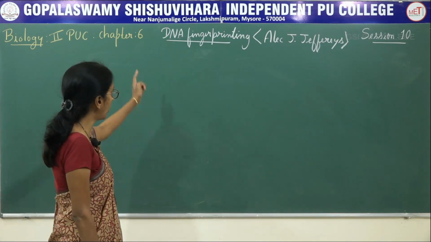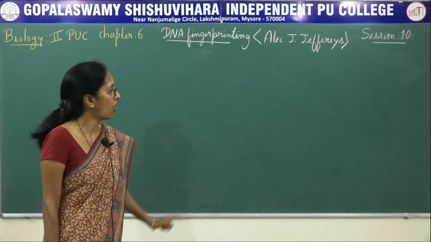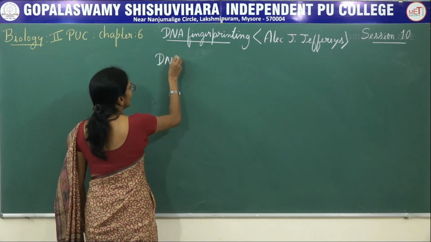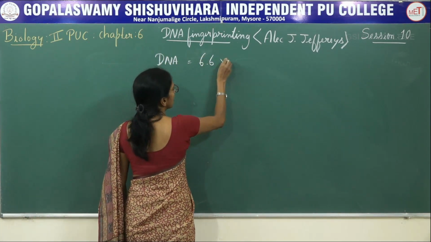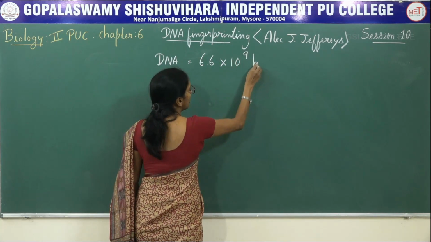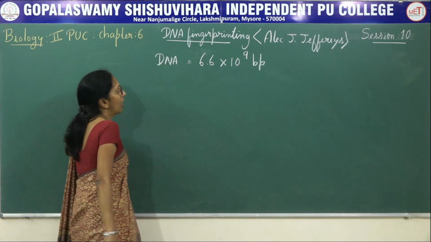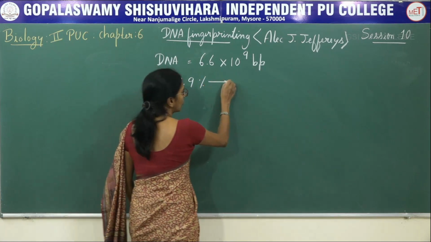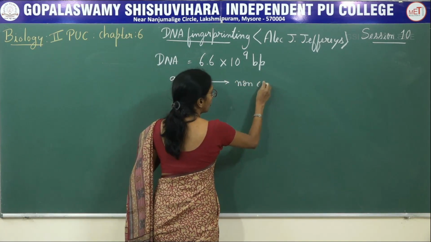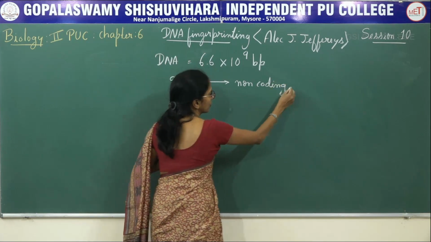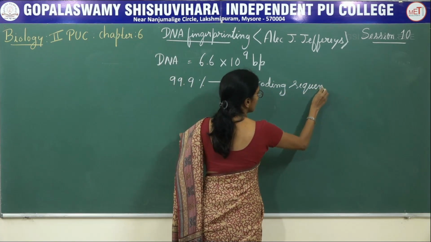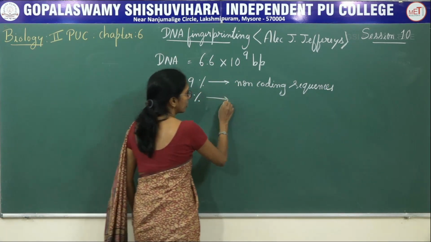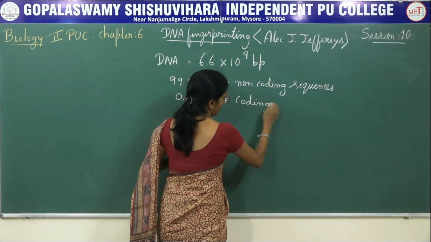That is said to be DNA fingerprinting or genetic fingerprinting. Here, human DNA consists of 6.6 into 10 to the power of 9 base pairs. Here what happens? 99.9% of this is said to be non-coding sequences. And only 0.1% is said to be coding sequences.